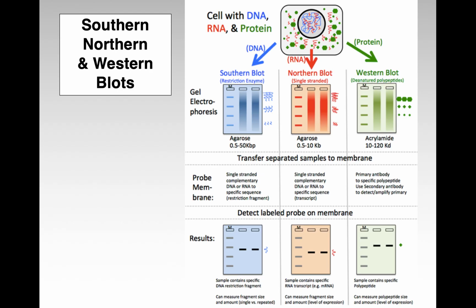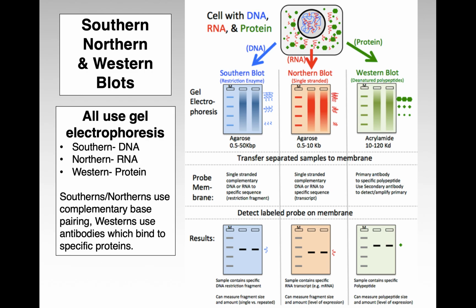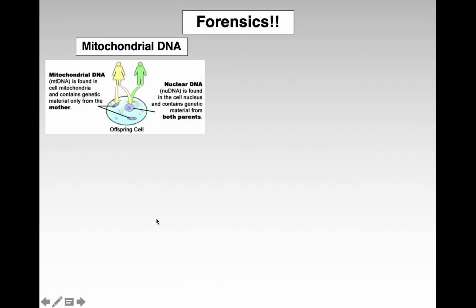We didn't talk a lot about Southern, Northern, and Western blots, but I will mention them here. They're just different electrophoresis to look at either DNA, RNA, or proteins, right? So we can look at different things on gels depending on what we are looking for. So kind of DNA, RNA, and protein. Southern and Northern blots use complementary base pairing. Western blots actually use antibodies that bind specific proteins.